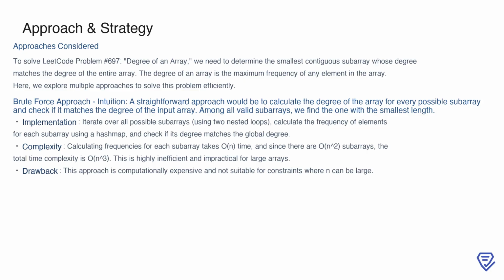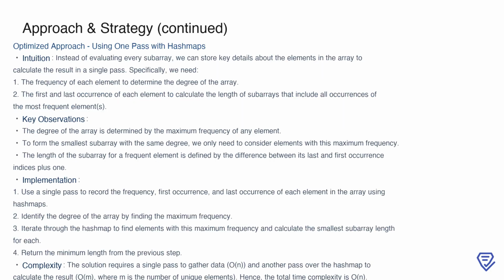A more efficient solution involves using a single pass with hash maps to gather all the information we need. Here's the intuition: instead of evaluating every subarray, we can focus on key details about the elements in the array.